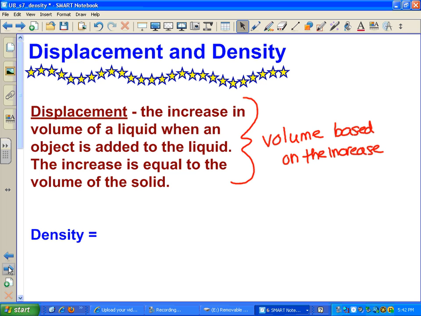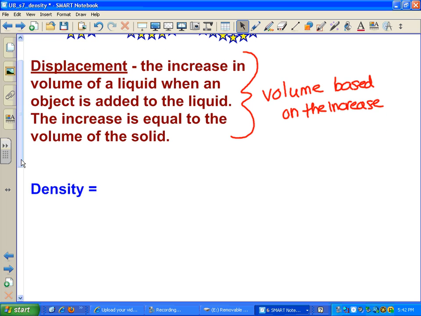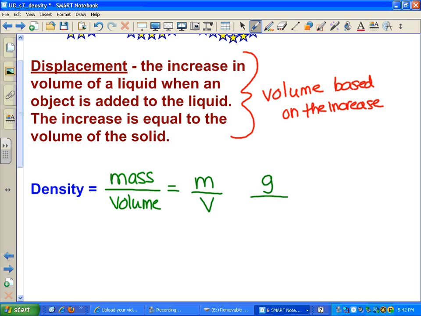Well, density, we measure how dense something is. And my formula for that is mass divided by volume. So m over v. Now my units for mass are grams, and my units for volume are centimeters cubed. So the units for density we typically see as grams per centimeters cubed.